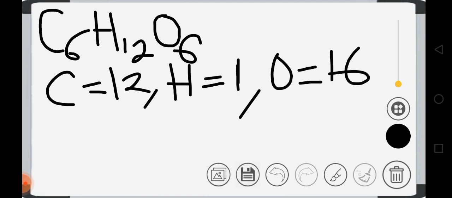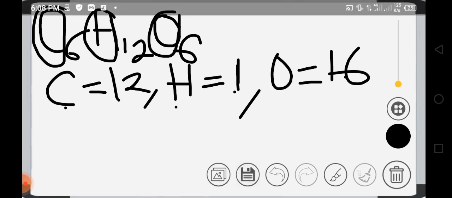You can see the periodic table. Mass number of carbon 12 is 12. The atomic mass of hydrogen is 1. The atomic mass of oxygen is what? 16. So what we are going to do now, we are going to replace this C with 12, then we replace this H with 1, then we replace this O with 16.